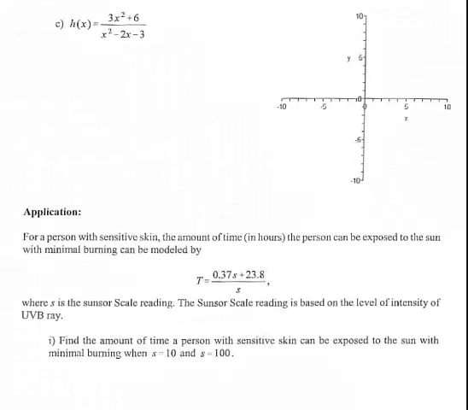Last function h that we'll graph in this section, 3x squared plus 6 over x squared minus 2x minus 3. What's the domain? Or in other words, where are the vertical asymptotes? Simple as far as what you need to do, but actually solving this equation can sometimes be a little difficult.